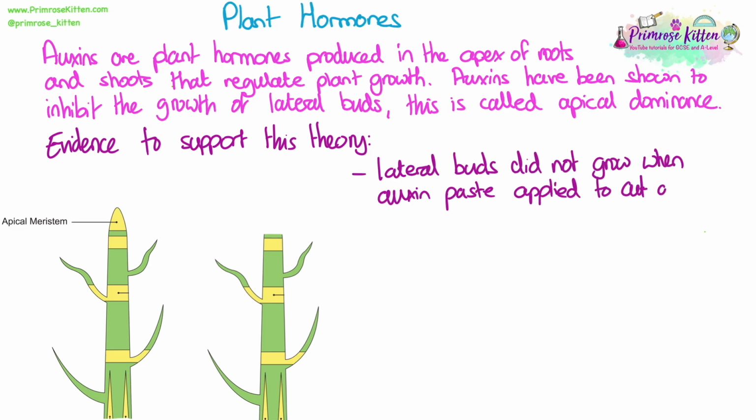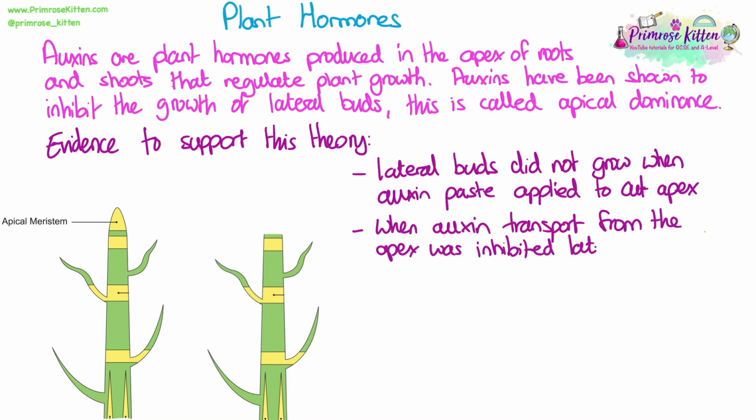So the first piece of evidence was that lateral buds did not grow when auxin paste was applied to a cut apex. So we've cut the tip, removed the apical meristem, and then if auxin paste was applied, lateral shoots still didn't grow. So when auxin transport from the apex was inhibited, so we blocked any auxin from being able to move down the shoot, then the lateral buds grew. So in the first case, we removed the source of auxin, but we applied auxin paste. That stopped the lateral buds from growing. So that suggests it is the auxin.